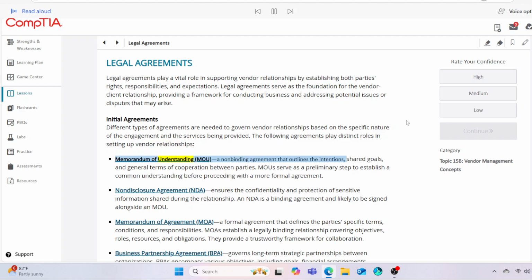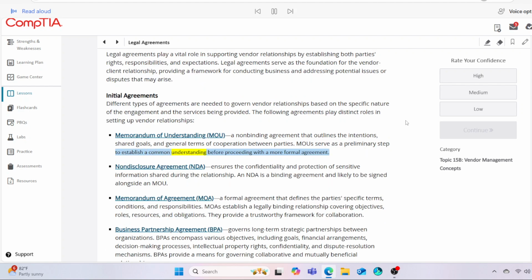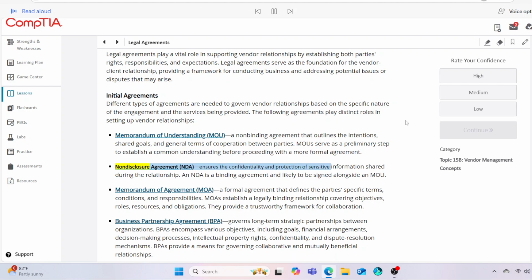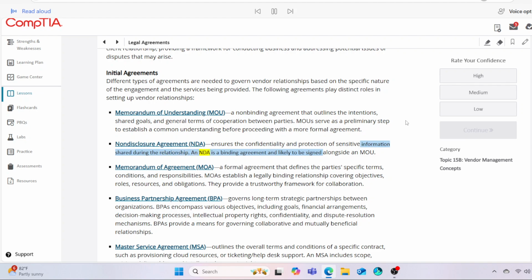Memorandum of Understanding, MOU, a non-binding agreement that outlines the intentions, shared goals, and general terms of cooperation between parties. MOUs serve as a preliminary step to establish a common understanding before proceeding with a more formal agreement. Non-disclosure agreement, NDA, ensures the confidentiality and protection of sensitive information shared during the relationship. An NDA is a binding agreement and likely to be signed alongside an MOU.